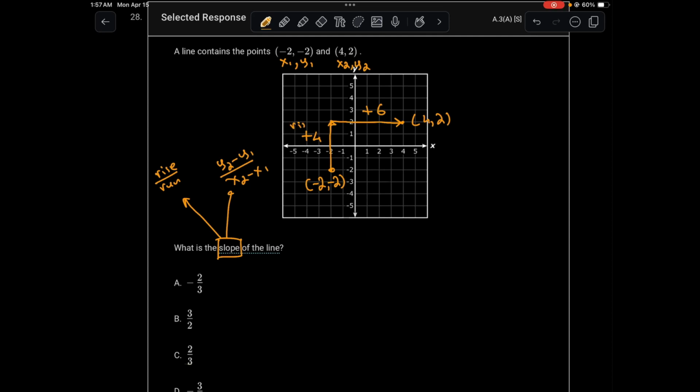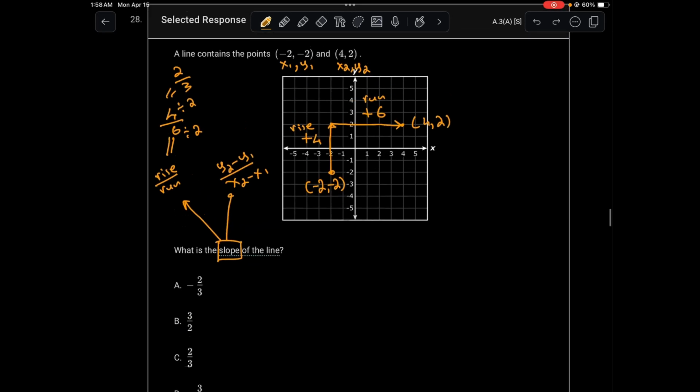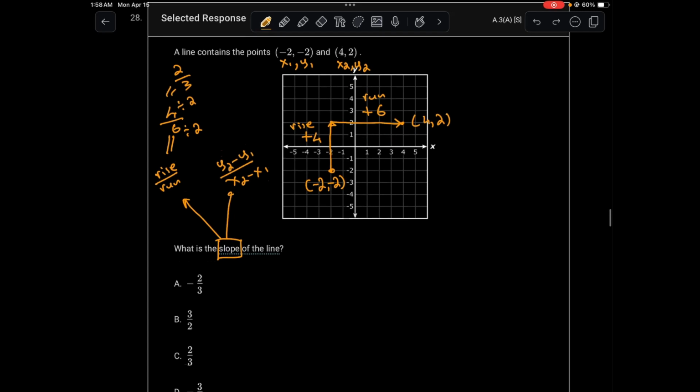And let's write here that this is the rise, this is the run. When we divide rise over run, we'll see that this would be 4 over 6. When we simplify, divide by 2, we see that this is 2 over 3. And the correct answer should be C. Okay, but you see I have to do a little bit of work.